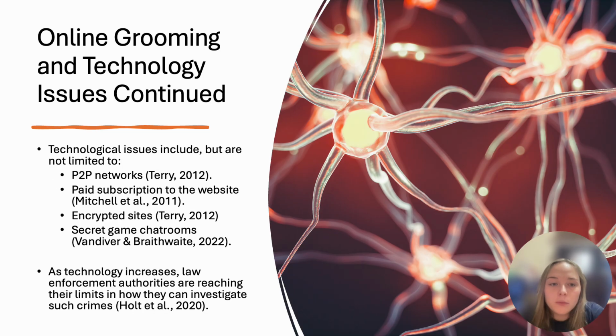Other issues with technology are that many of these grooming behaviors start off with networks that are peer-to-peer. They require subscriptions to the websites. They are encrypted sites. They're secret game chat rooms, and that causes greater vulnerability to the victims and more secrecy for the offenders, where law enforcement can't detect it at first, unless it's in child abuse cases or other cases where they actively are looking for something and then they come upon it.